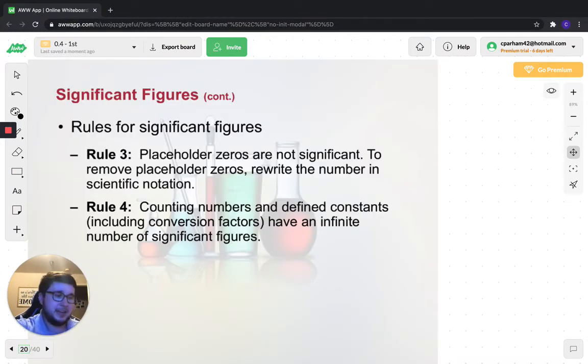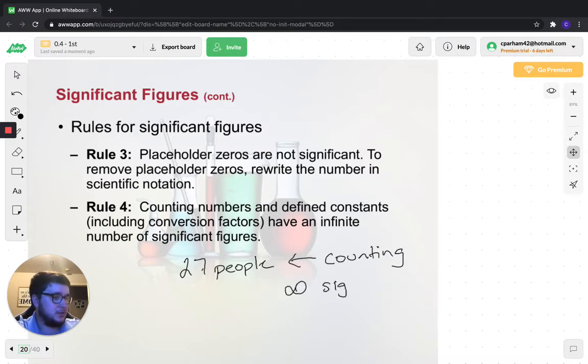What I mean by that, any counting number, so something like if I count the number of people in a Microsoft Teams meeting and there are 27 people, this is a counting number, okay? I didn't measure it with a tool, I just counted people. That means it has an infinite number of significant figures. You know, if I look at a classroom and there's 32 desks, that's a counting number. Okay, I didn't measure it with a tool, I just counted. That means it has an infinite number of significant figures.